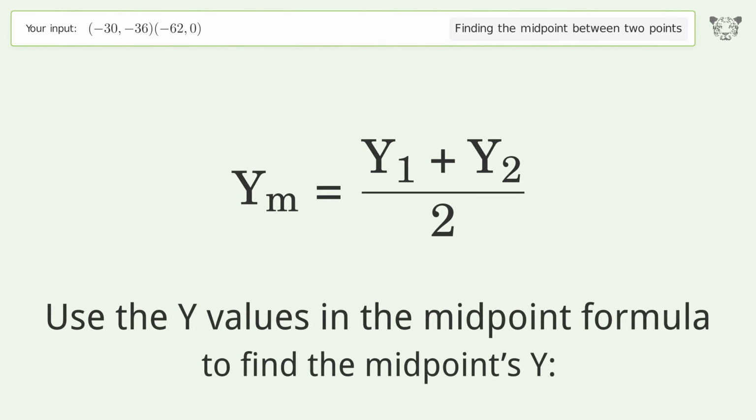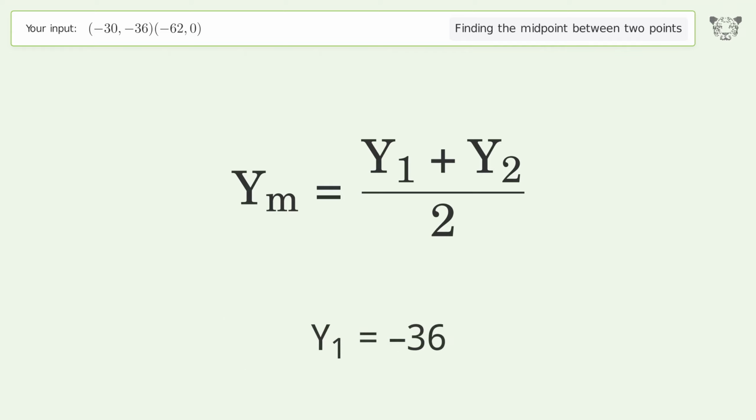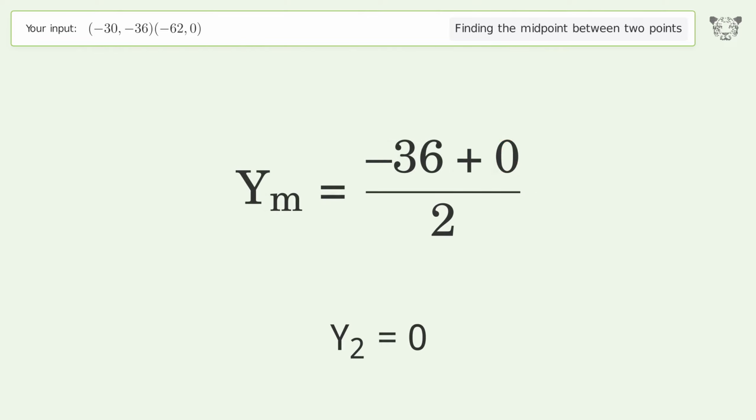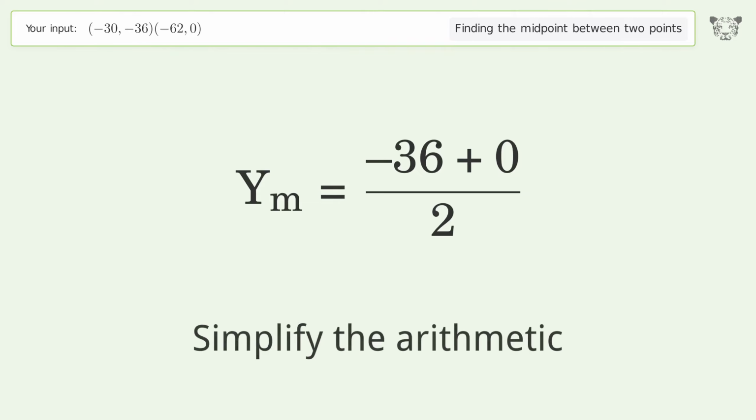Use the y values in the midpoint formula to find the midpoint's y. y1 equals -36. y2 equals 0. Simplify the arithmetic.